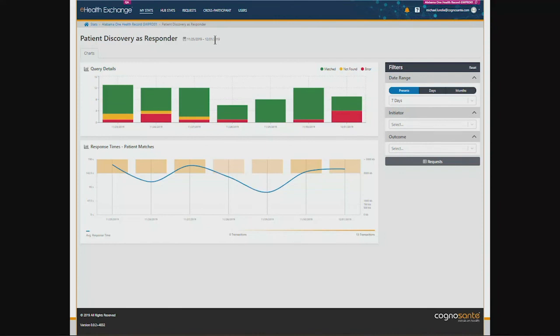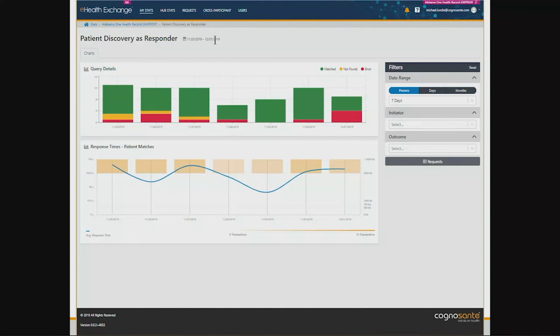All right. Each of those initial widgets, as we call them, on the dashboard actually goes down to a more detailed level. So in this case, we're looking at patient discovery as a responder. Now you can see all the different information related to whether there was an error, how many different patient discovery requests there were over that particular filtered time period, and how many were responded to. Just below that, we also give you information about the response time and the transaction size itself.